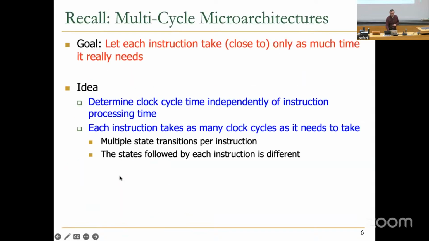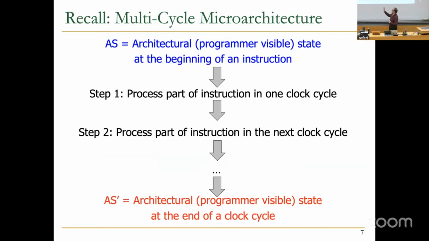Okay, multi-cycle. Just to recall, basically our goal with multi-cycle microarchitectures is to let each instruction take only as much time as it really needs, as opposed to the worst case instruction determining the clock cycle time as it happened with single cycle architectures, right? And this is kind of the pictorial view.